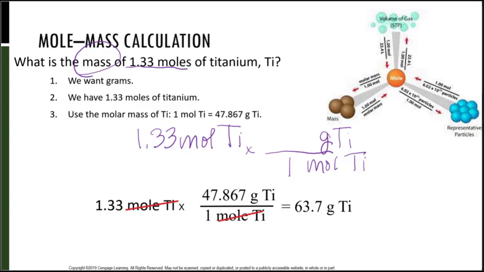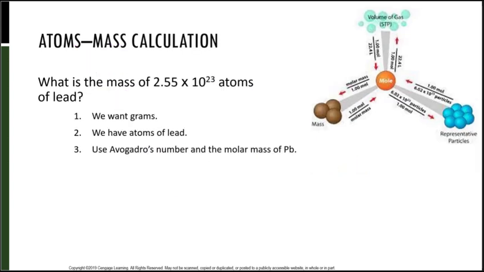My molar mass of titanium, 47.867. Again, if you're off, if that 3rd digit is off, or if there's 4 on your periodic table, it's okay. I started with 3 significant figures, so I'm going to end with 3 significant figures. Try this one. Try setting this up, and we'll check back in just a minute.